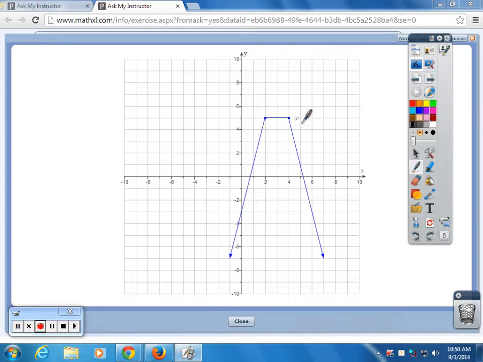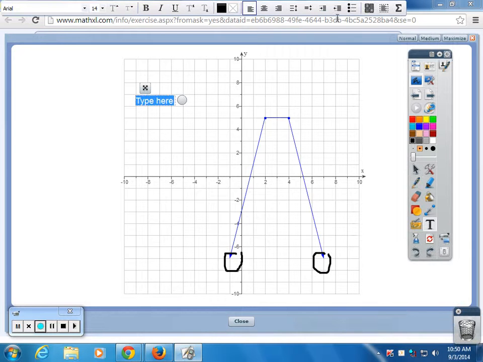So, all right, so the domain, negative infinity to what? Positive infinity because of the what? The arrows. It goes on and on and on. So, domain is negative infinity to positive infinity due to the arrows.